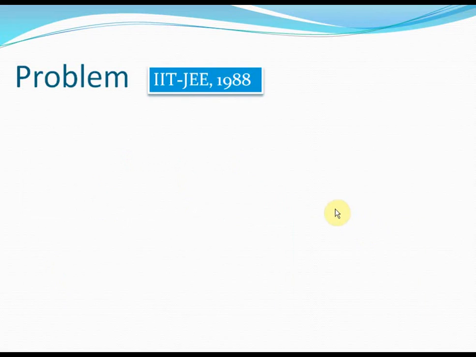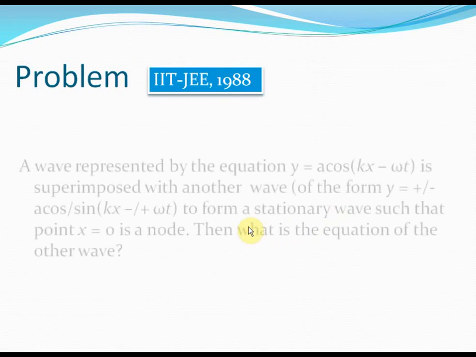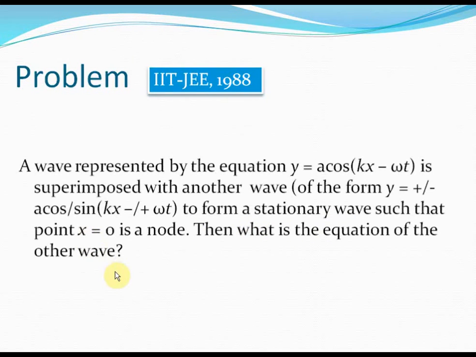Let's take a look at this problem given in IIT JEE 1988. It's based on the concepts that we've just studied. A wave represented by the equation y equal to a cos(kx minus omega t) is superimposed with another wave of the form y equal to plus or minus a cos or sin(kx minus or plus omega t) to form a stationary wave, such that the point x equal to 0 is a node. Then what is the equation of the other wave?